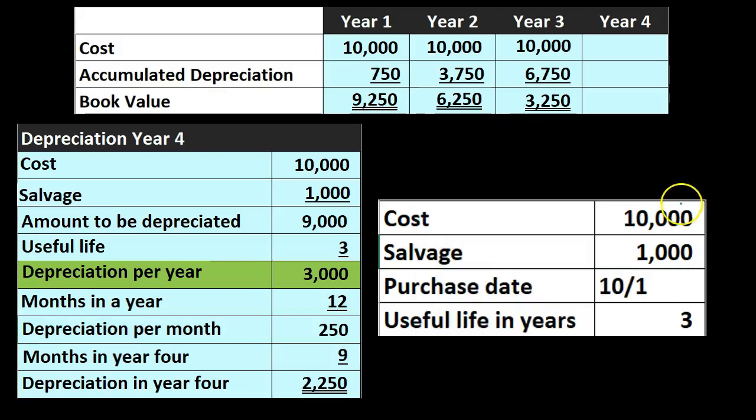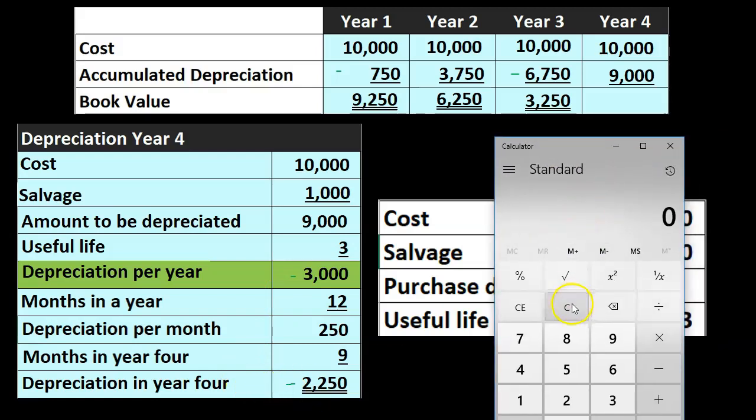So then we can complete this. We're going to say that we have the 10,000 here minus the accumulated depreciation of 6,750 from last year, plus the current year's 2,250. That'll give us the 9,000. You can also think of it as just adding up all the depreciation over the life, which started out with the 750, and then we added 3,000 plus 3,000 plus now 2,250.